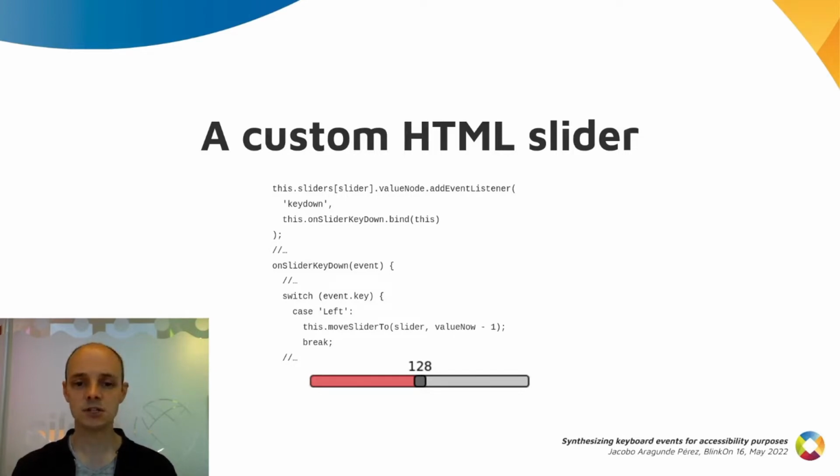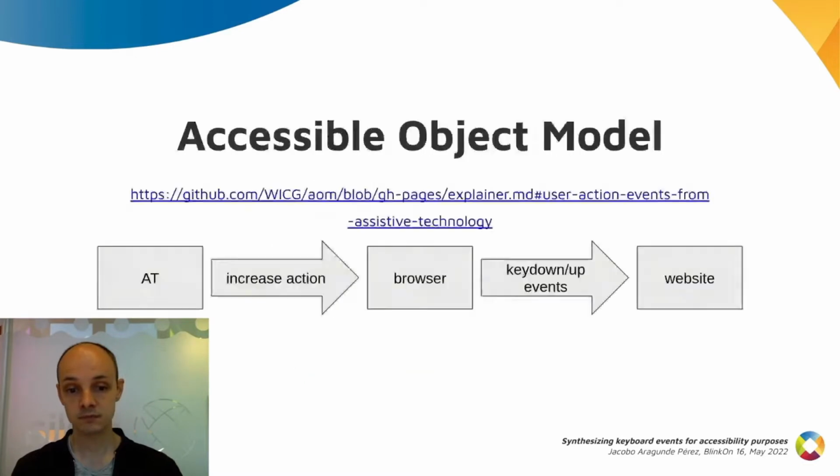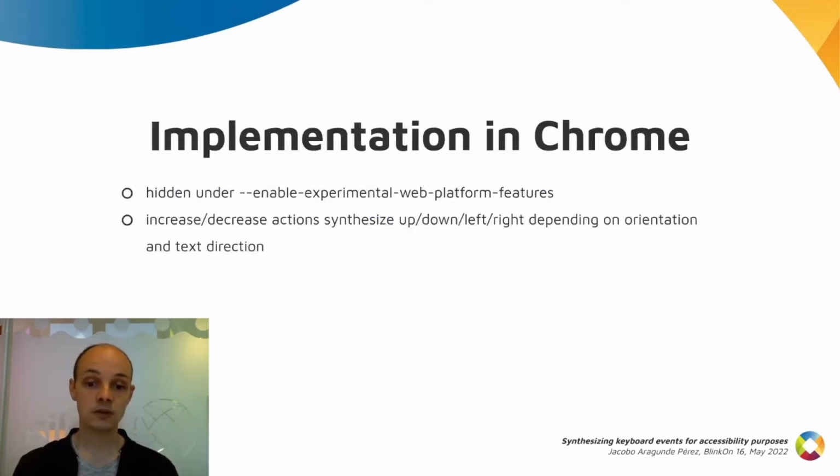Why? Because the logic for these actions is implemented in JavaScript and is triggered by key press events only. The solution proposed in the Accessibility Object Model effort to make actions work on those custom widgets is synthesizing the correct events for the website to consume. If the increment action produced the same events as a right key press, this is key down and up, the website would react to them and increase the slider. We are currently capable of synthesizing up, down, left, and right keyboard events in response to increment and decrement actions, depending on the slider orientation and text direction. This is hidden under a flag.